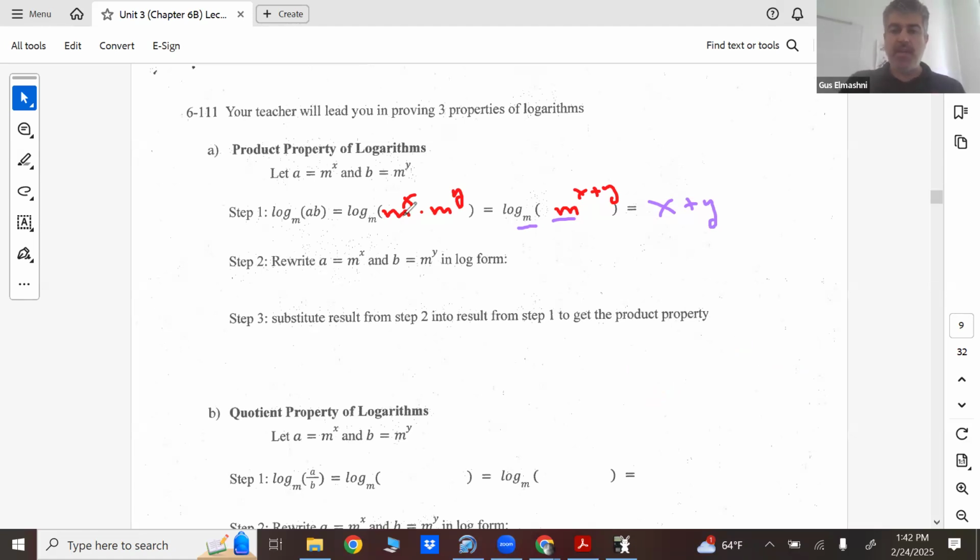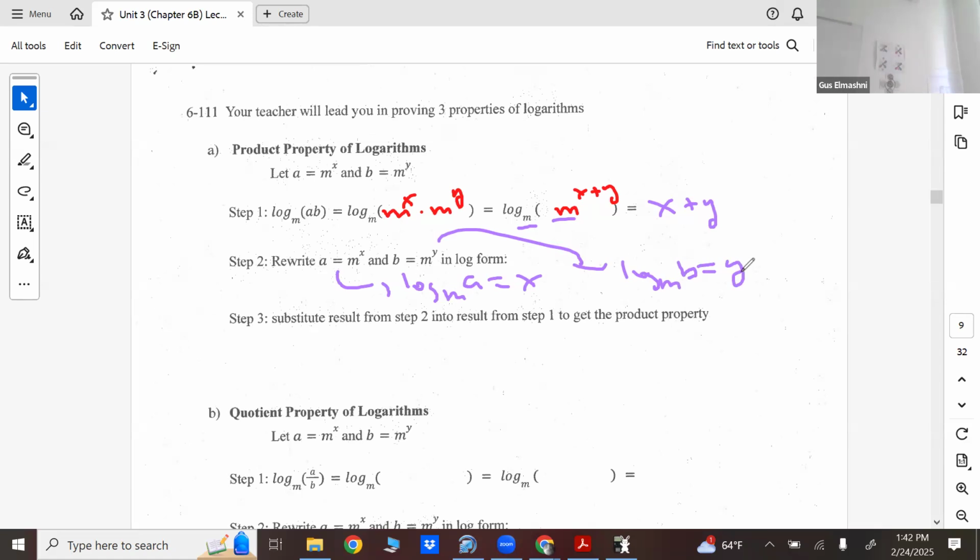So what we noticed is that we get x plus y. Okay, we work this out. Remember, if we rewrite this in log form, this becomes log base m of a equals x. And this becomes log base m of b equals y. Okay, I need you guys to focus because this part gets a little tricky. So, a equals m to the x. If you rewrite this, as we talked about before, log base m of a equals x, log base m of b equals y. If you have x plus y here, I just replace the x and y with the logs, and you get this here.